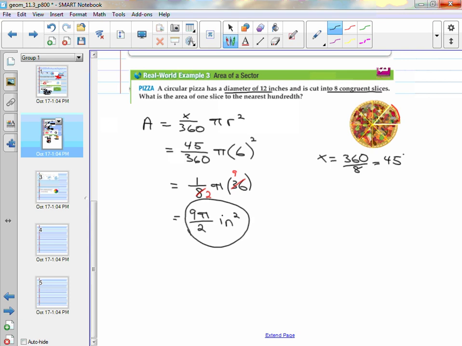Go to your calculator and give me an approximate one to the nearest hundredth. 9 times pi divided by 2. 14.14 inches squared. There is the approximate area of it. Be able to have the exact values. A little bit later, you can do all your work you want.